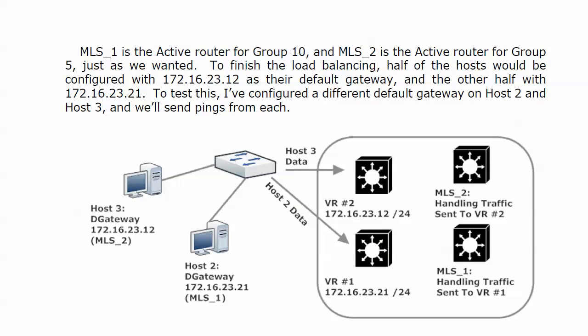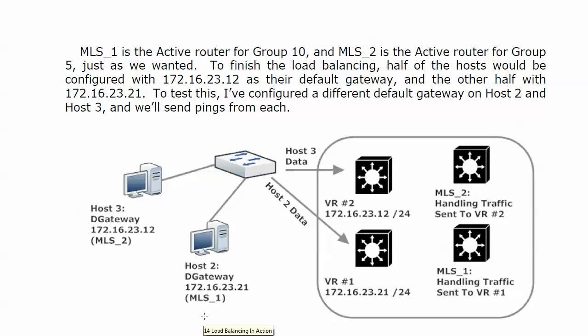And here is essentially what we have now. We're going to test this in a moment, because remember I said something about the hosts? We're not quite done with our load balancing until we give about half of our hosts one of the virtual router IP addresses for a default gateway. Then we give the other half of the hosts the other virtual router's IP address as a default gateway. That's the way you got to split it up.